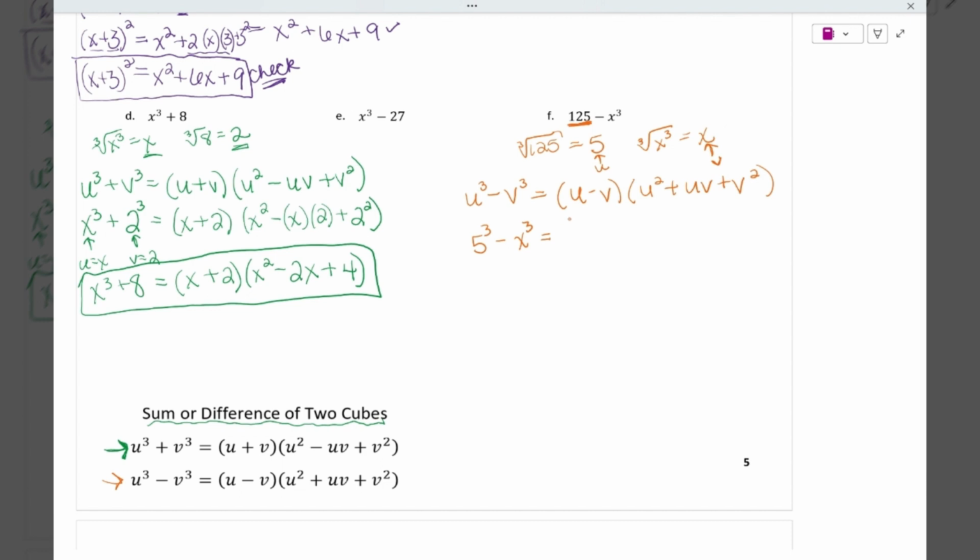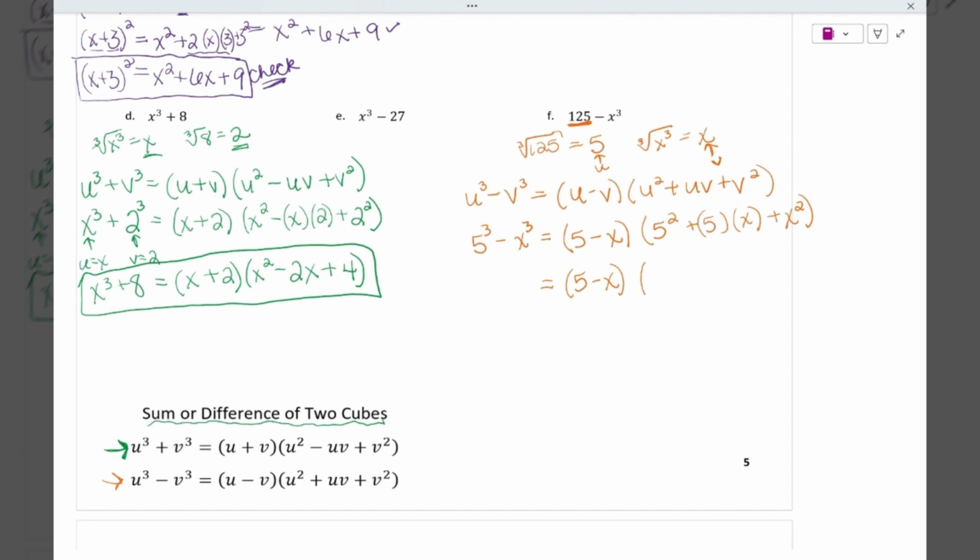I'm just doing some evaluating. So u, 5, minus v, x, u squared, so it's that 5 squared, u times v, 5 times x, plus v squared, and that's my x squared. Okay, so order matters. So because the 125 was first, that's the u. It was minus the x to the third. So the cube root of that is the v. So the cube root of 125 is the u. The cube root of the second term is the v.